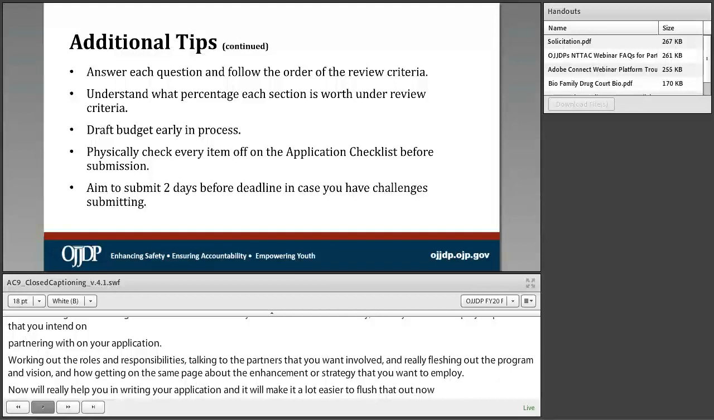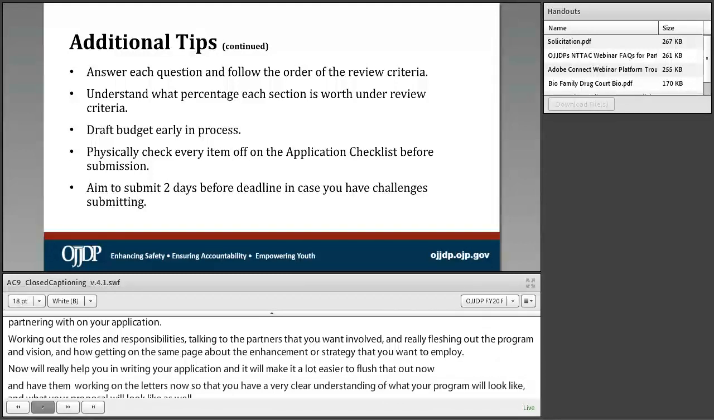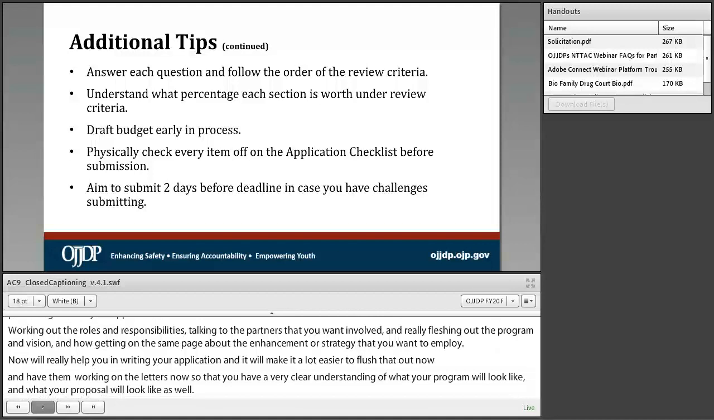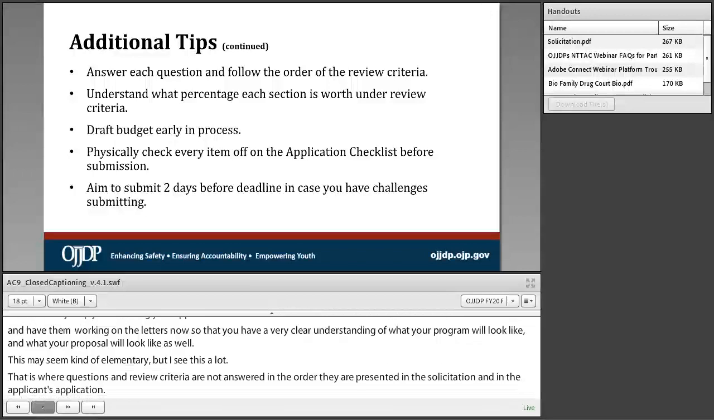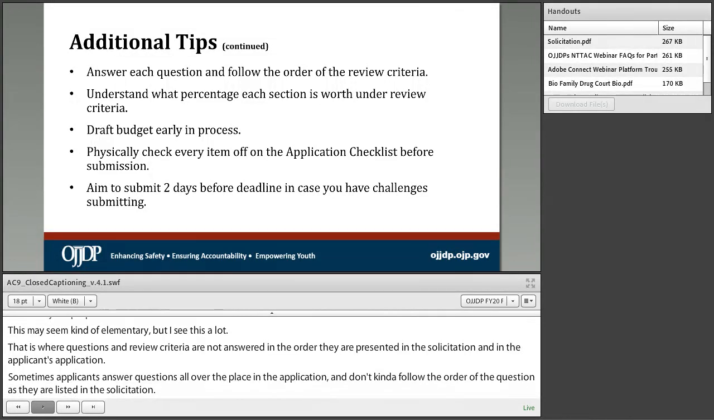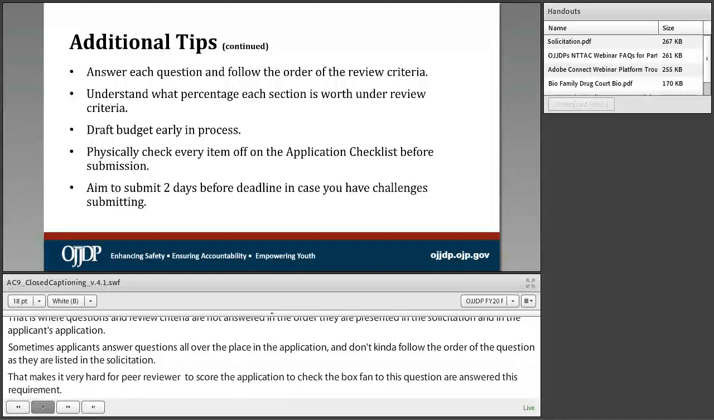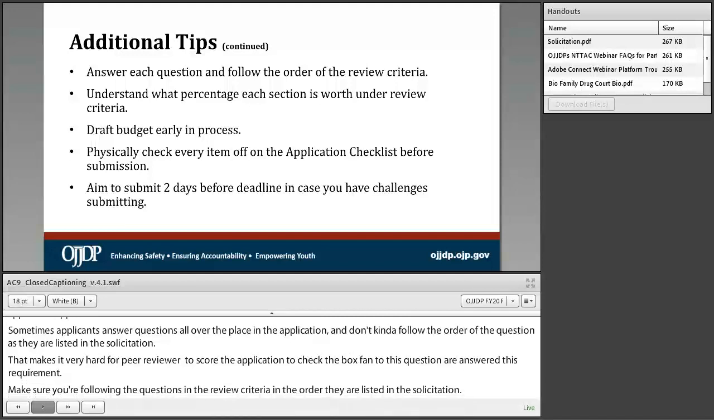This may seem kind of elementary, but I see this a lot where questions and review criteria are not answered in the order that they're presented in the solicitation. Sometimes applicants answer questions all over the place in their application and don't follow the order of the questions as they are listed in the solicitation, which makes it really hard for the peer reviewers, when they're reviewing and scoring your applications, to check off the box: yeah, they answered this question, yeah, they answered this requirement. So make sure that you are following the questions in the review criteria in the order that they are listed in the solicitation, because that is how the reviewers are going to be reviewing your application as well, checking off to make sure that you've hit everything that you need to hit in your proposal.